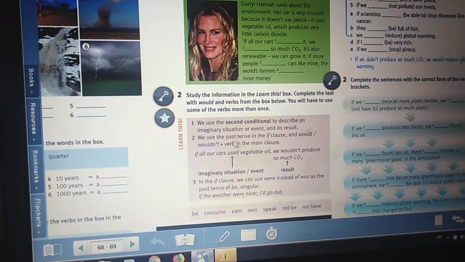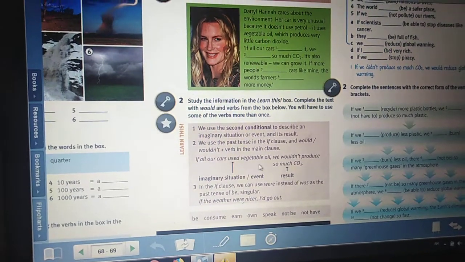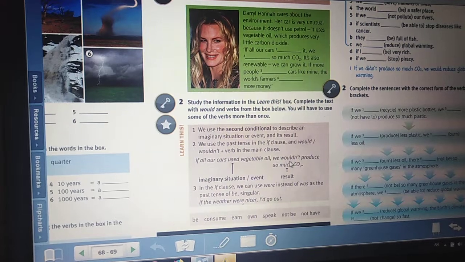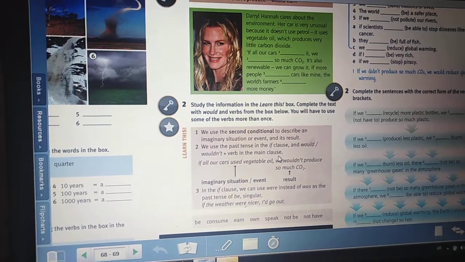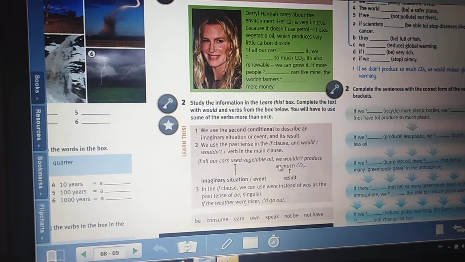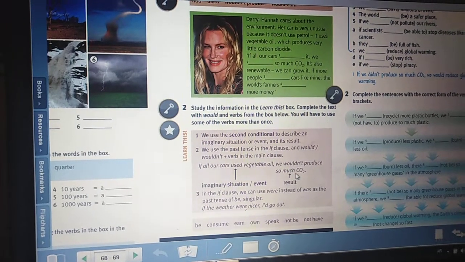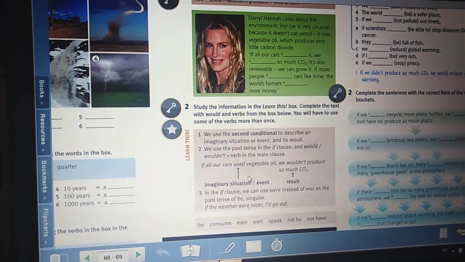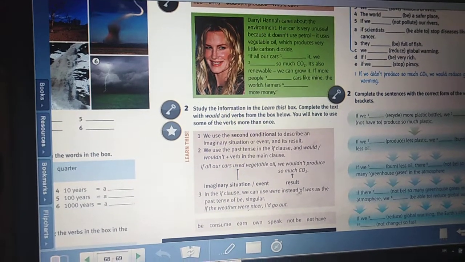إذا بالsecond conditional بيكون عندنا الإف clause used simple past, but the other part اللي هو main clause we must use would or wouldn't plus verb 1. We wouldn't produce so much CO2. So if clause اللي هي action or event, but main clause اللي هي result.